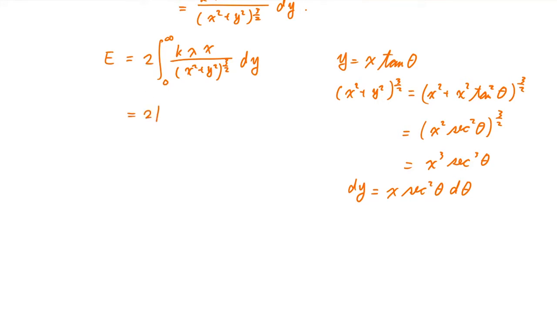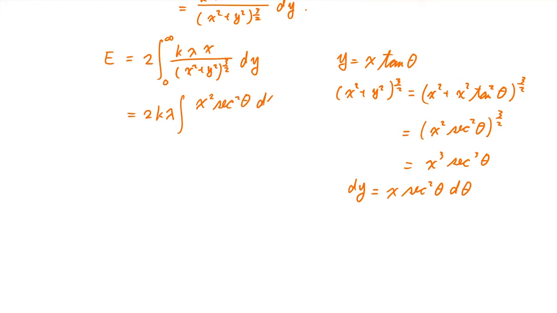So 2k lambda x is constant as well, right? Because we are integrating with respect to y. And then what we have is this thingy over that thingy, correct? So we already have x here. I regret putting x out here. I'm going to put x back in because I have a bunch of x's. So x here, and then I have another x here, and secant.